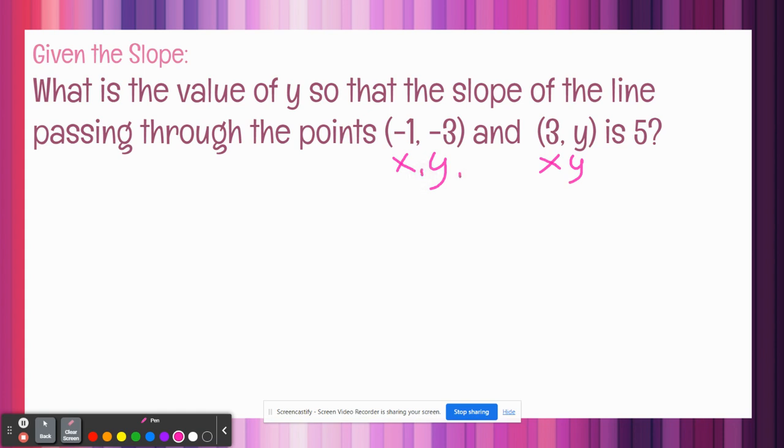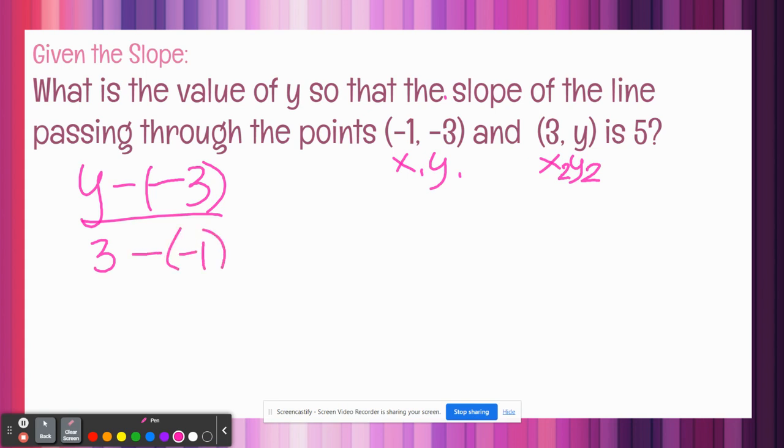and I grouped them, group 1 and group 2, and I use my formula y2, which is in this case y, minus y1, which is -3, over x2, which is 3, minus x1, which is -1. Then I know the answer to that slope is 5, or 5 over 1.